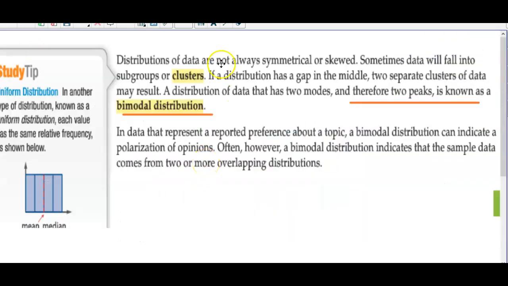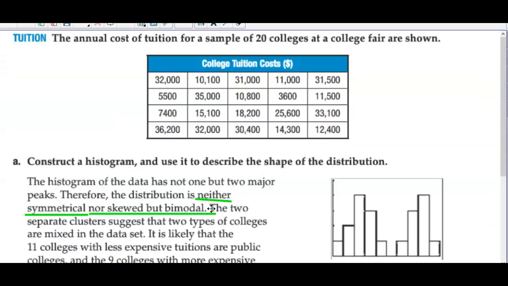Moving on. It says distributions of data are not always symmetrical or skewed. Sometimes they fall into clusters or subgroups. It could also be what's known as uniform. This is an example of just uniform data. In other words, each category had the same number of people or number of data points. If a distribution has a gap in the middle and there are two separate clusters, it can be what's called bimodal data. And they give us a quick example of that here.